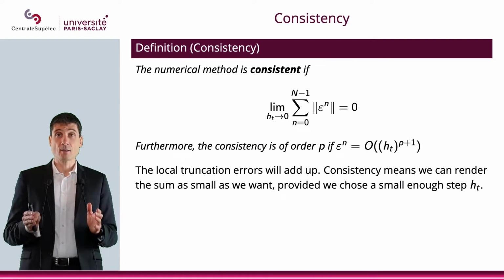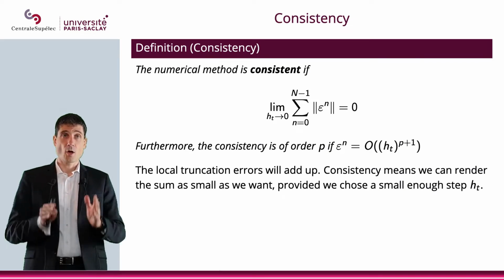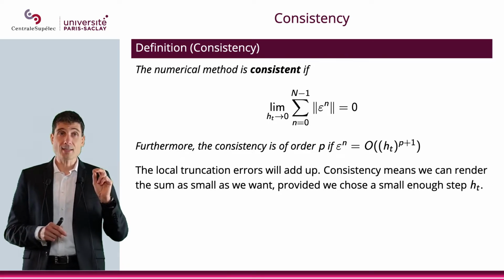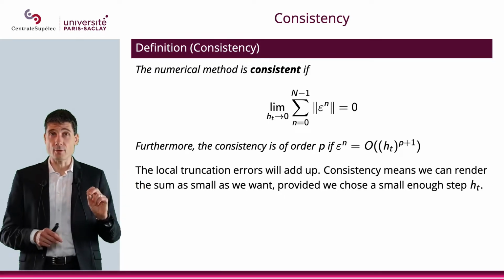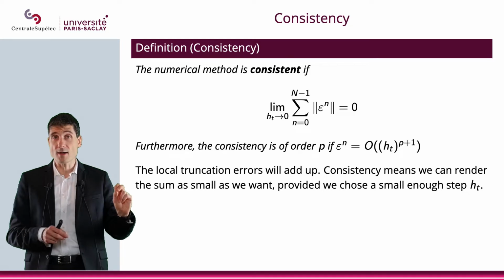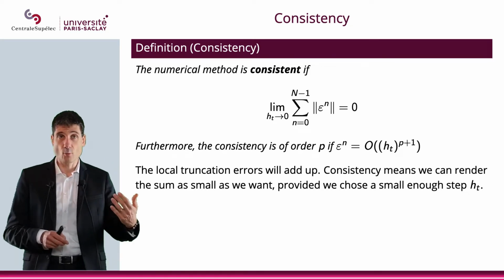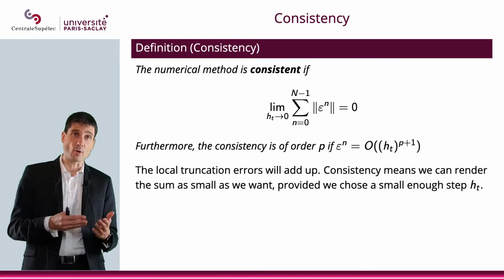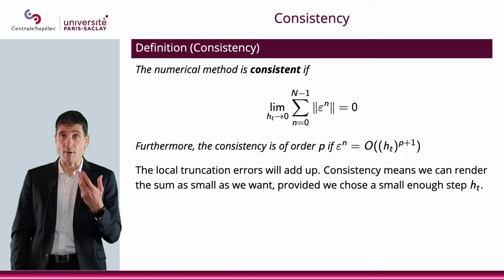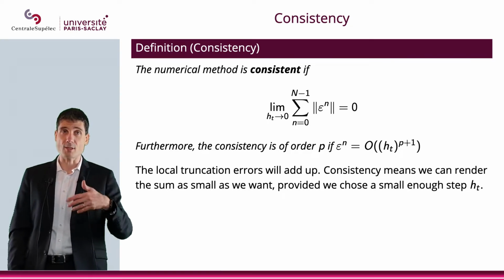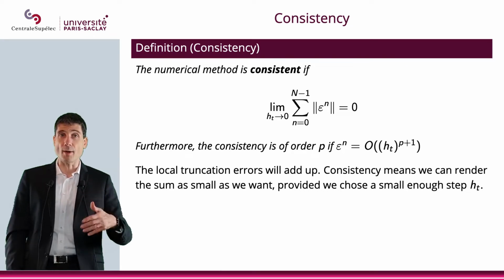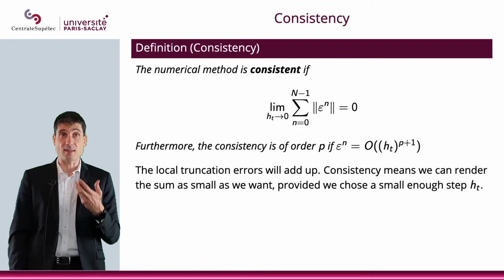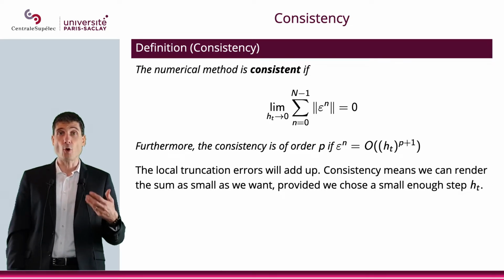Let us now define the consistency. A numerical method will be called consistent if, when I sum the local truncation errors from 0 to n−1, then the limit will go to 0 as the step goes to 0. And by the way, if on top of going to 0, I can actually characterize how fast it goes to 0, in other words, if it's O(h_t^{p+1}) in Landau notation, then we'll say that the consistency is of order p.